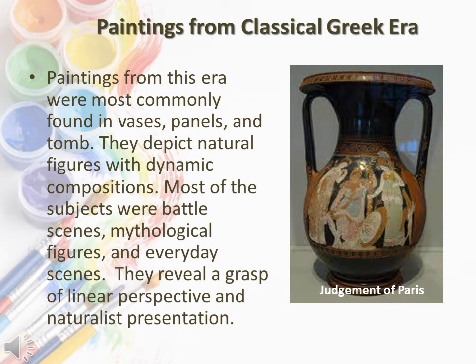Paintings from the Classical Greek era. Paintings from this era were most commonly found in vases, panels, and tombs. They depict natural figures with dynamic compositions. Most of the subjects were battle scenes, mythological figures, and everyday scenes. They reveal a grasp of linear perspective and naturalist presentation.